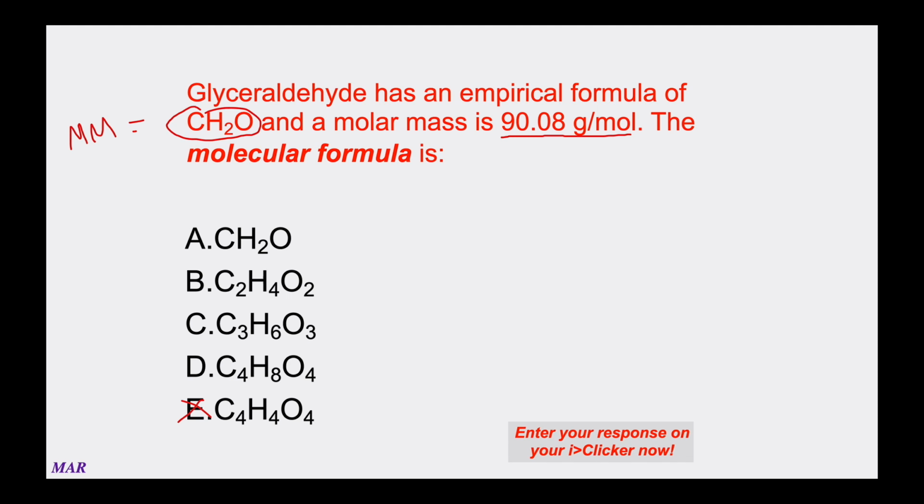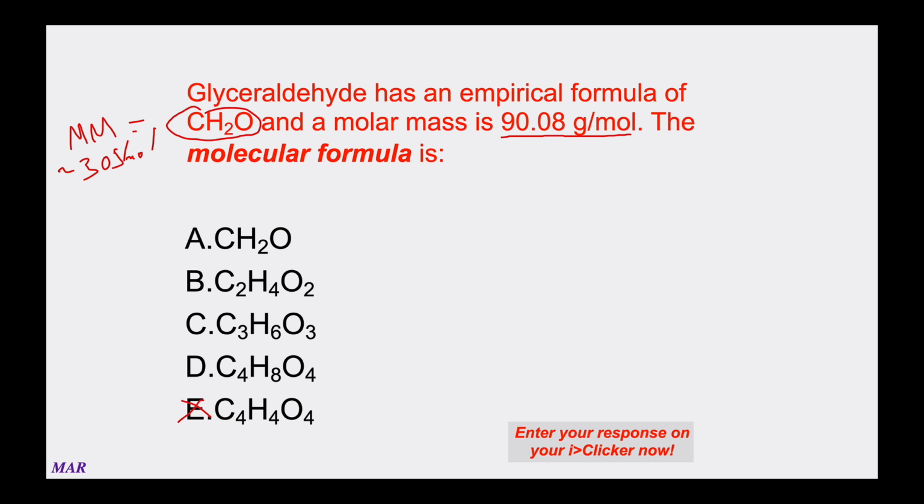Now, carbon is about 12 grams per mole, hydrogen about 1 gram per mole, and oxygen about 16 grams per mole. So 12 grams per mole from carbon plus about 2 grams per mole from the 2 hydrogens plus 16 grams per mole for the oxygen. 12 plus 2 plus 16 comes out to be 30 grams per mole. Again, you can do a better job with your calculator than I can off the top of my head, but it's about 30 grams per mole, and that number is certainly not 90.08 grams per mole.